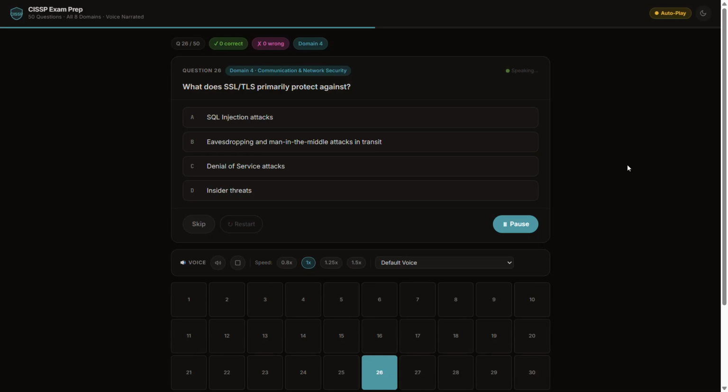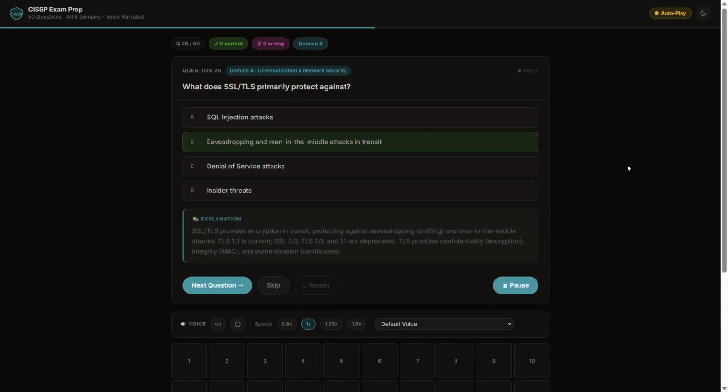Question 26. What does SSL/TLS primarily protect against? Options: A. SQL injection attacks, B. Eavesdropping and man-in-the-middle attacks in transit, C. Denial of service attacks, D. Insider threats.